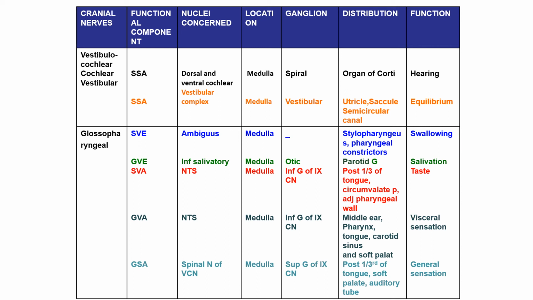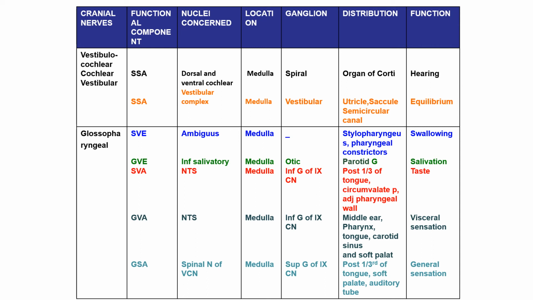The next functional component is the general visceral efferent column. The nucleus concerned with this is the inferior salivatory nucleus, which is located in the medulla. The ganglion concerned with this is the otic ganglion, which is distributed to the parotid gland and helps in salivation.